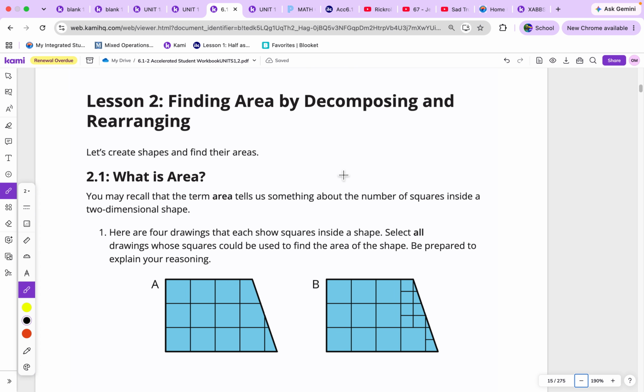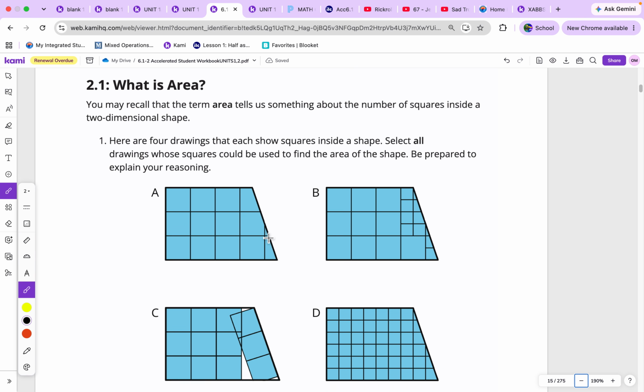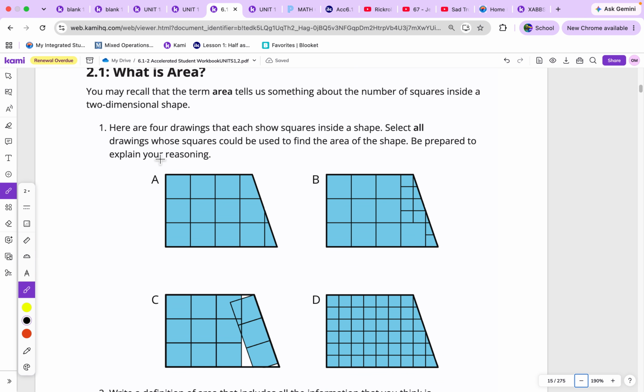2 from Unit 1. The warm-up is talking about the 4 drawings here. Select all drawings whose squares could be used to find the area of the shape.